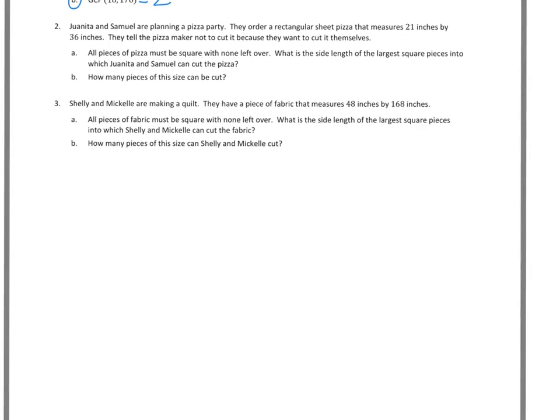All right, 2 says, Juanita and Samuel are planning a pizza party. They order a rectangular sheet pizza that measures 21 inches by 36 inches. So I gotta draw that. 21 by 36. They tell the pizza maker not to cut it because they want to cut it themselves. All pieces of the pizza must be square with none left over. What is the side length of the largest square pizzas into which Juanita and Samuel can cut the pizza?